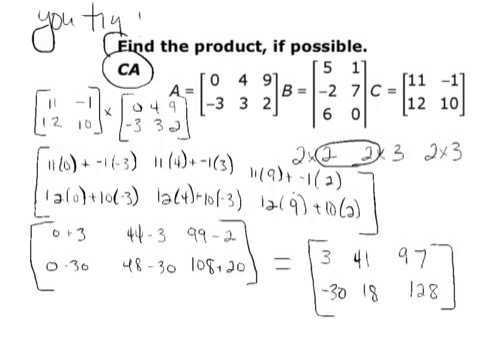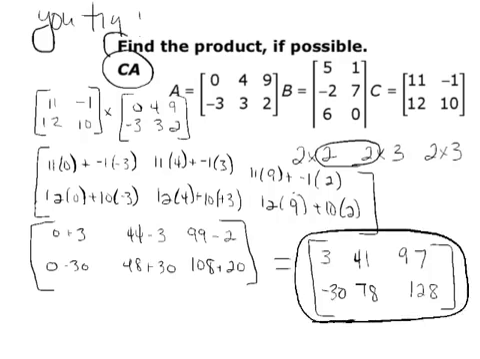Let's see, I'm going to check it. Oh, I found one mistake. 48 minus 30. There's a mistake right in here. Let's see if we can find it. 12 times 4 plus 10 times positive 3. That is not a negative 3, that's a positive 3. So that would give me 78. There we go. Our answer.